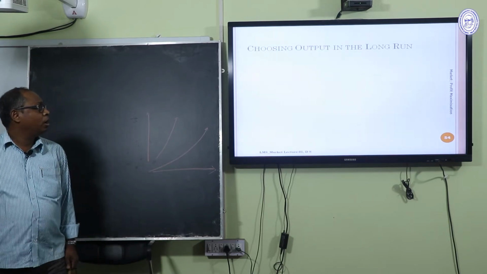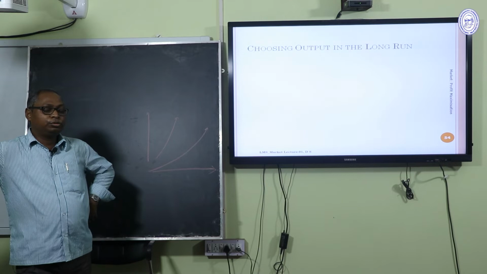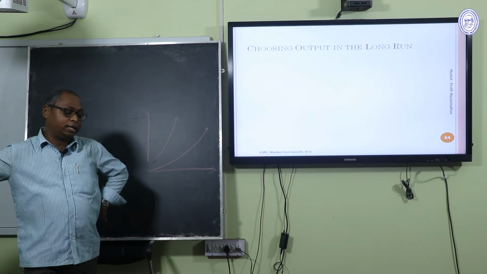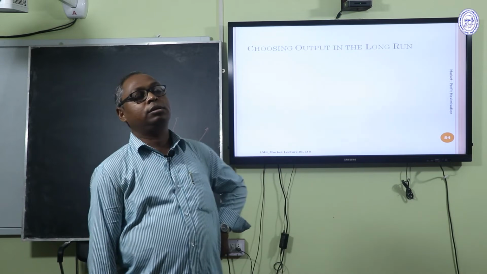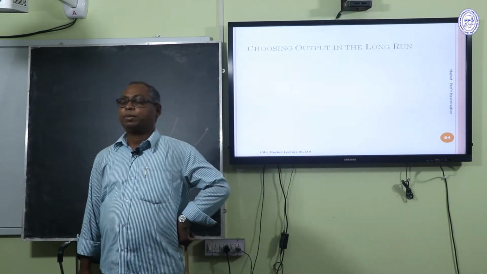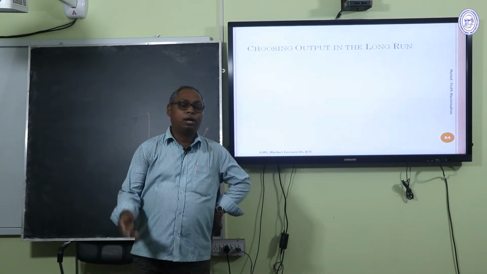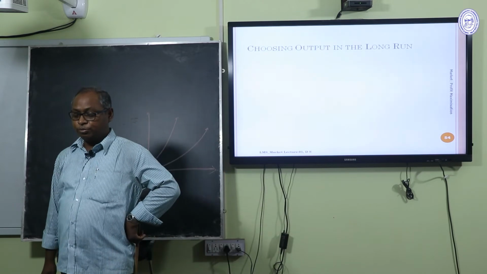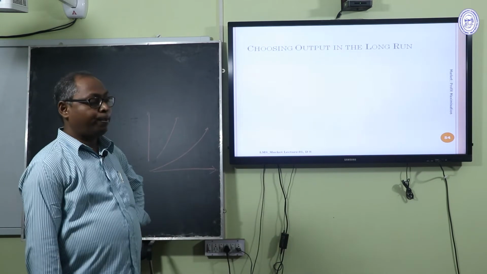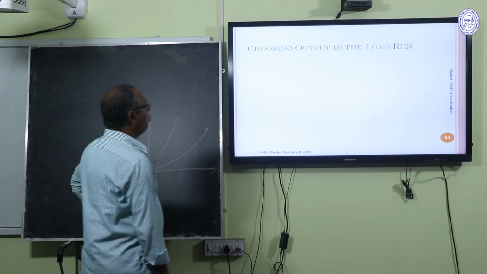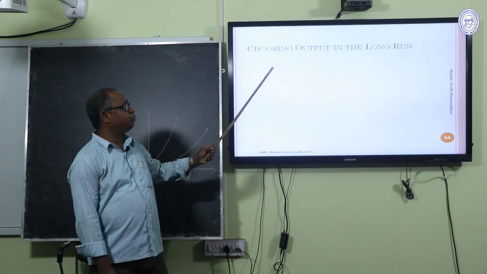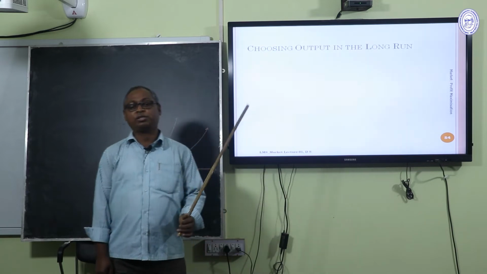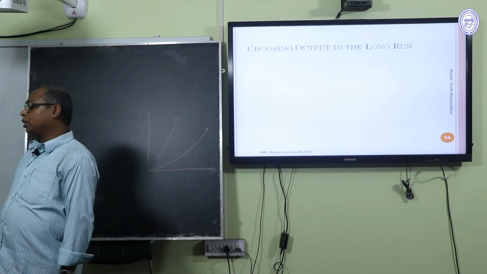Now, we have learned a lot on short-run equilibrium, short-run supply curve, short-run surplus, etc., both for market and firm. Now we have to move on to the long run. So choosing output in the long run is the first objective.